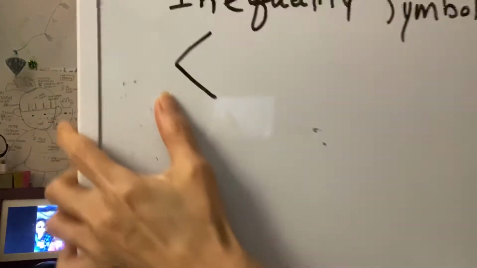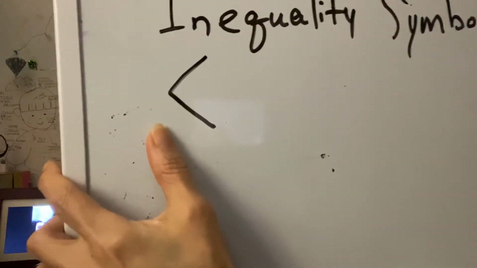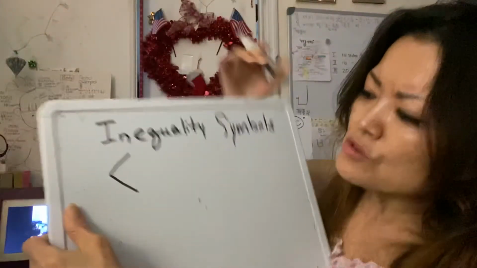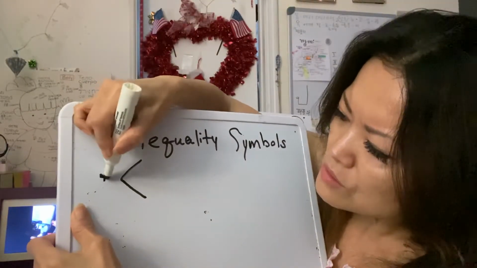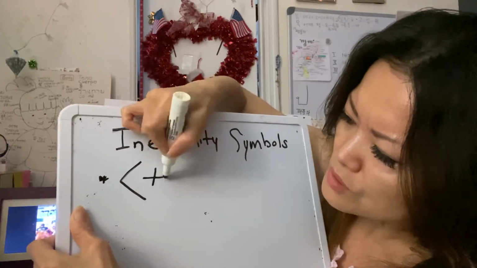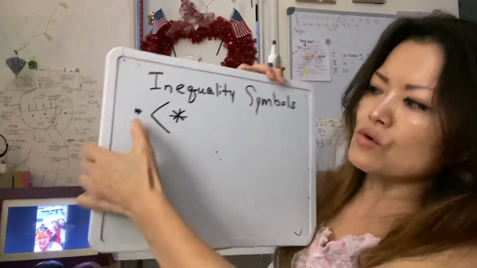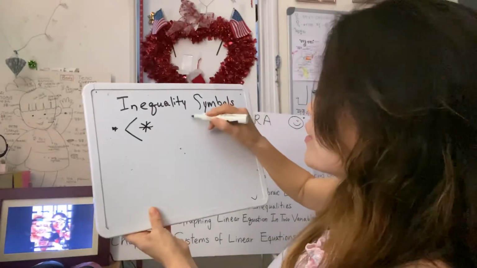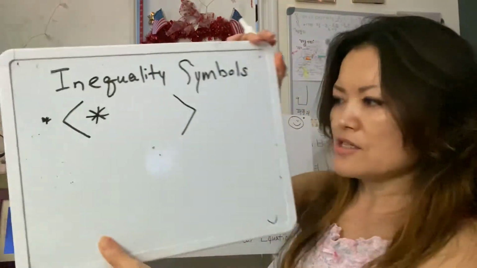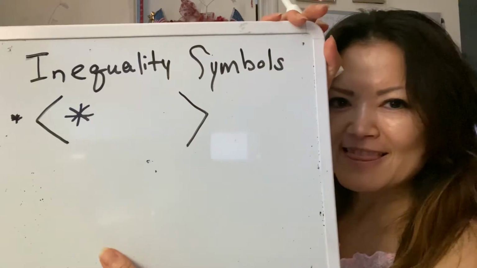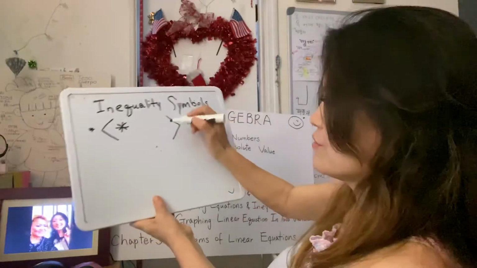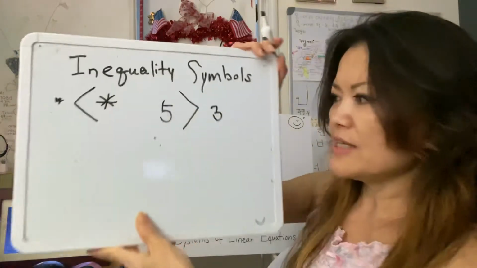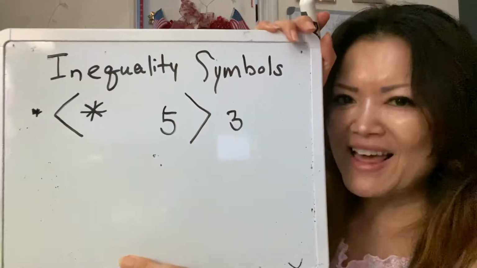This symbol is called less than. When you see this, one small part, it gets smaller, and here is the big part. So, less than. How about the other way? It's greater than. For example, you can read 5 is greater than 3.